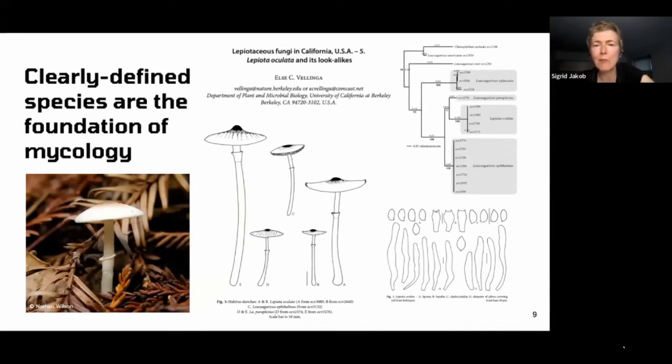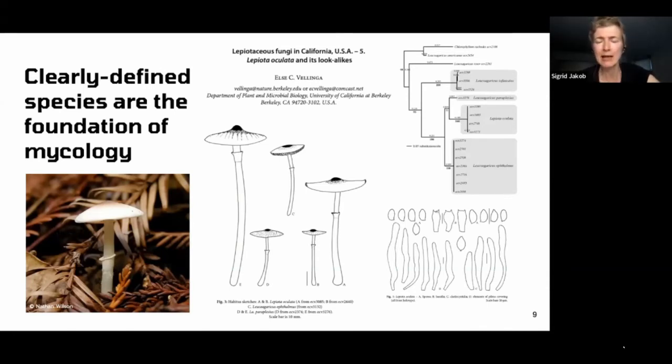This is just an example I picked out of a paper I was reading. Elsa Wellinger is a giant in the Lepiotaceae, and she kept finding this little Lepiota, and it had a name. It was called Lepiota oculata. It was described in the 1930s by Zeller, but she kept finding similar looking specimens that weren't quite the same.